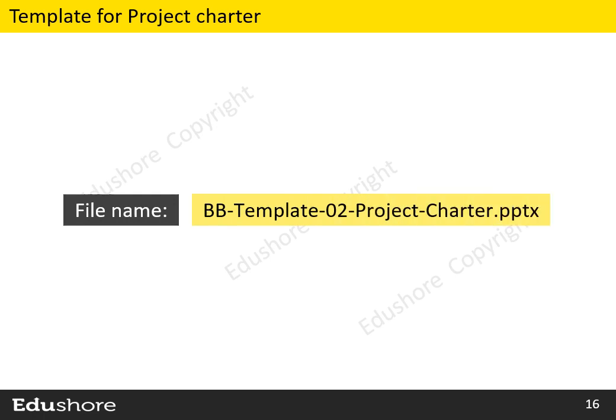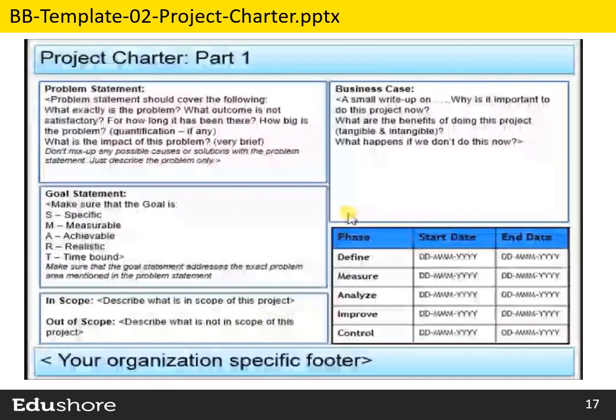You may use this template to document the project charter of a Lean Six Sigma project. This is one of the many ready-to-use tools and templates that were provided to you. Let's look at the template for Project Charter. Here is the first slide of Project Charter template. There are placeholders to write problem statement, goal statement, scope statement, business case, and the project timelines. There are clear instructions to help you write the Project Charter components correctly.